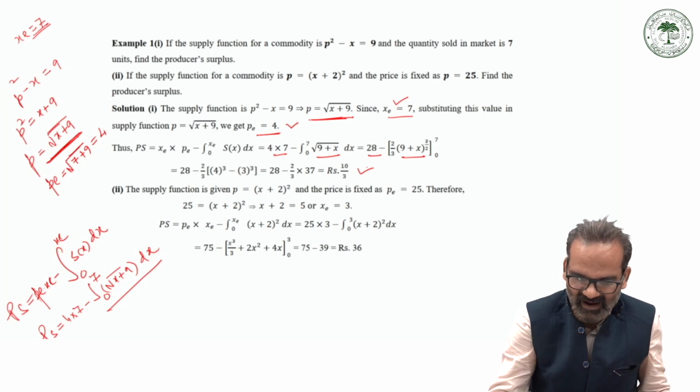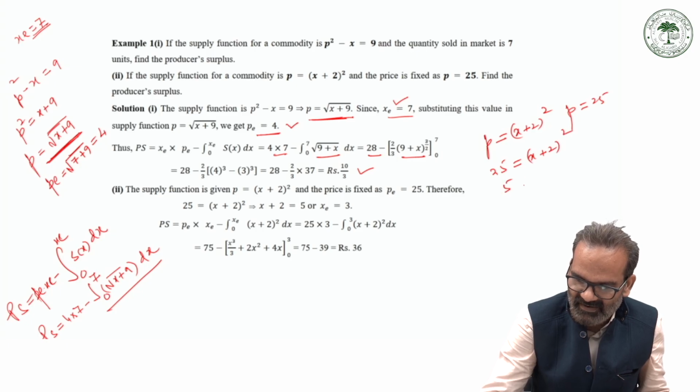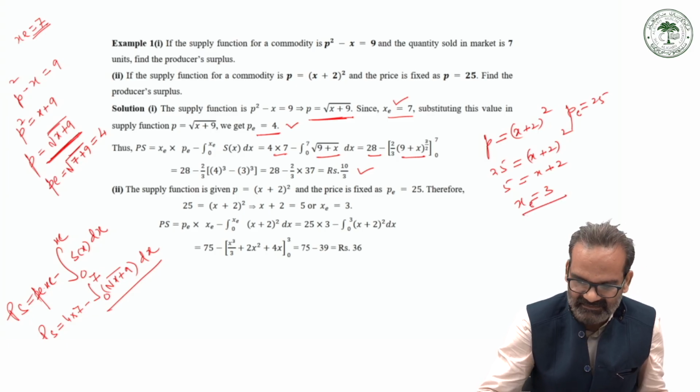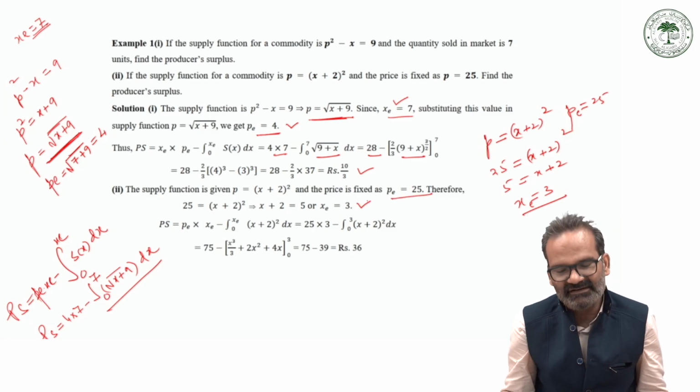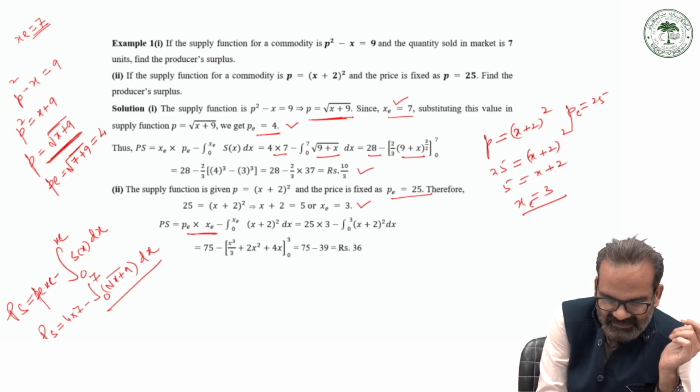So naturally, our supply function is P is (X plus 2) square, and what is this? Price is given as 25 rupees. So put the value of this. 25 is equal to (X plus 2) square. This is 5 is equal to X plus 2. So X is equal to 3. This is PE, this is XE. See here, PE is 25, put this value, XE is coming out to be 3, and then you can determine the producer surplus, PE into XE minus the integral from 0 to XE of (X plus 2) square dx.